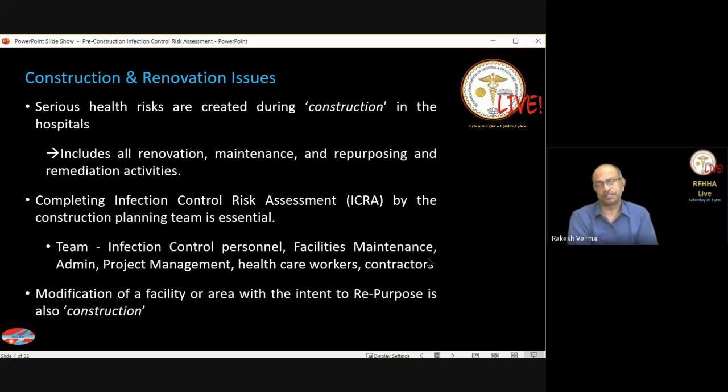So if you have the operation theatre or the OT involved, please speak to the doctors concerned and also the clinicians concerned, because eventually their work is affected. Their protocols will need to take into account the contamination that will be caused by the construction activities. And I've already said that modification of a facility or an area with the intent to repurpose is also included in the definition of construction.